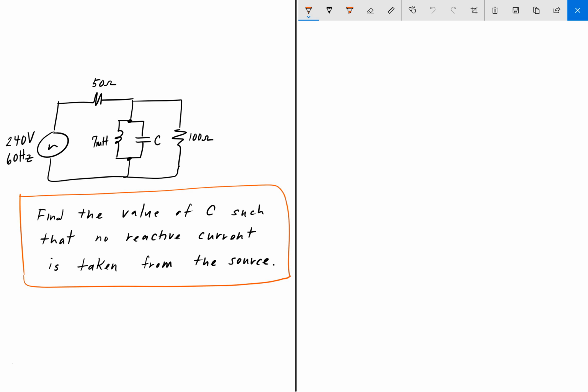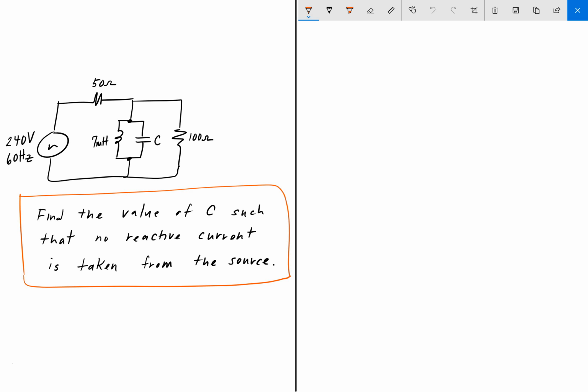For this next problem, we have another second-order RLC circuit, and here we're asked to find the capacitor C such that no reactive current is taken from the source. So here we have a source of 240 volts, 60 hertz, a couple of resistors, a 7 millihenry inductor, and the capacitor that we're solving for. As always, pause the video, give it a shot, and we'll go over the answer in a bit.